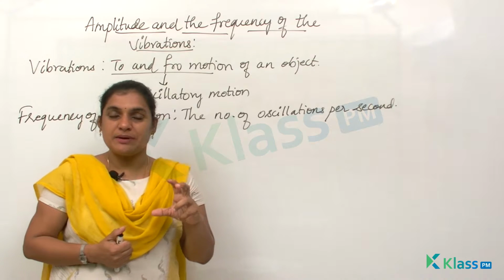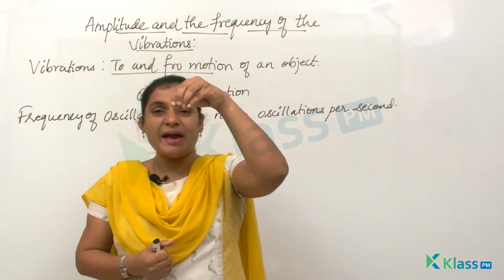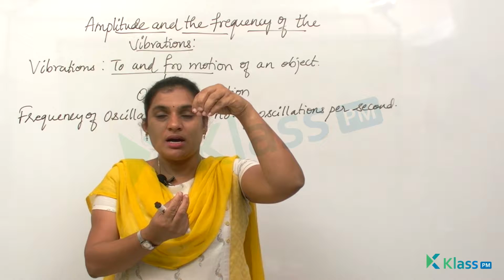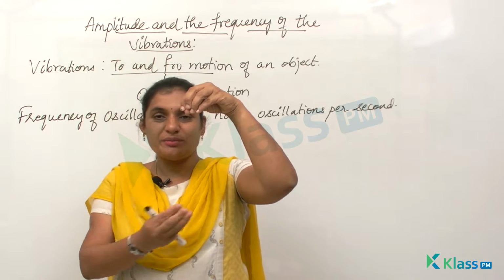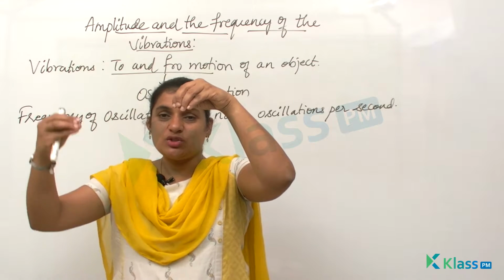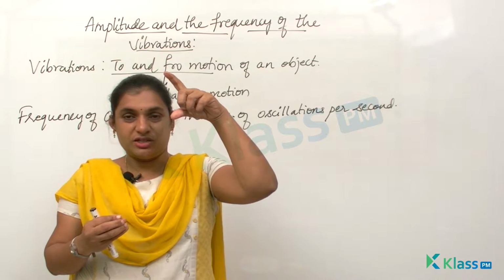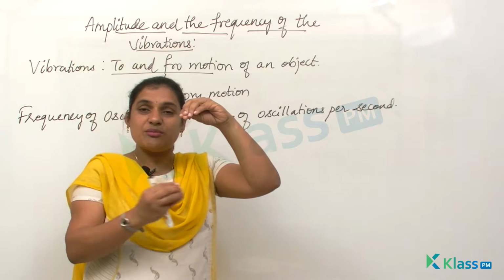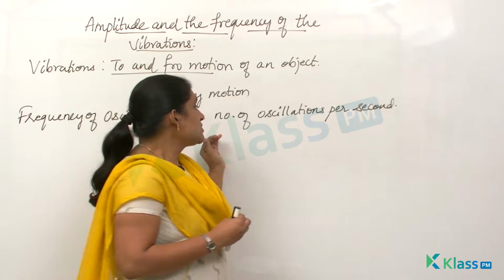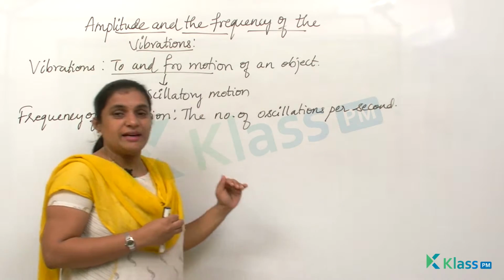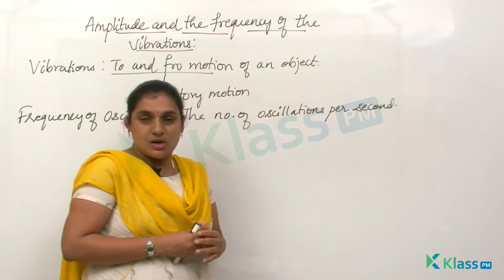When you take the simple pendulum, if you remember, we hung a small bob tied to a string and vibrated it. As it keeps moving to and fro, we take the time to complete one oscillation. So let us count the number of oscillations in the given time. This number of oscillations per second is known as frequency of oscillation.